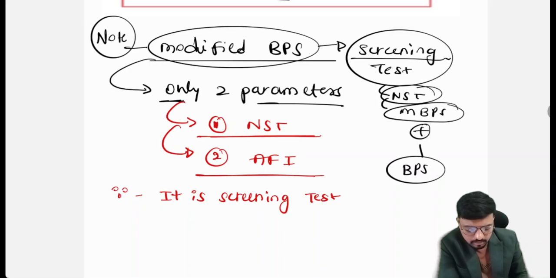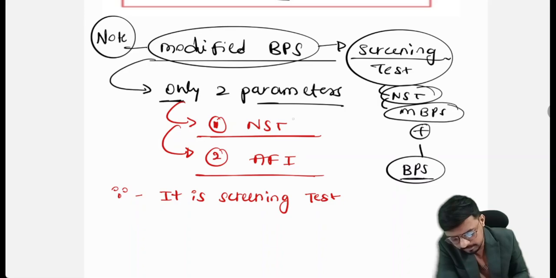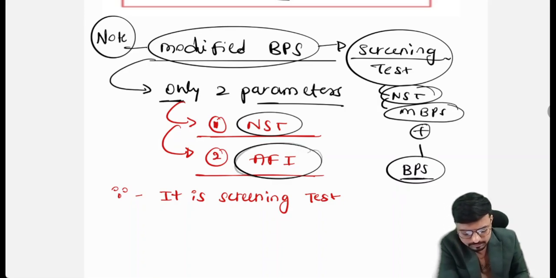Okay, so the biophysical scoring has 5 parameters. In the modified one, only 2 parameters: one is the NST. If it's reactive, that is well and good. If it's not reactive, then refer for the biophysical scoring. Then the amniotic fluid index. The normal amniotic fluid index is between 5 to 25 centimeters.